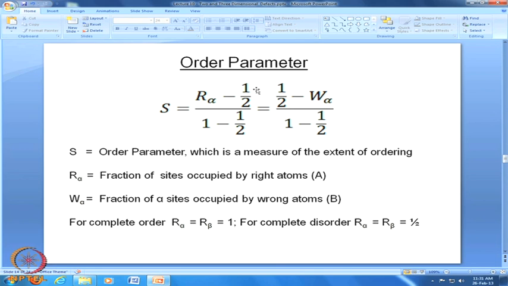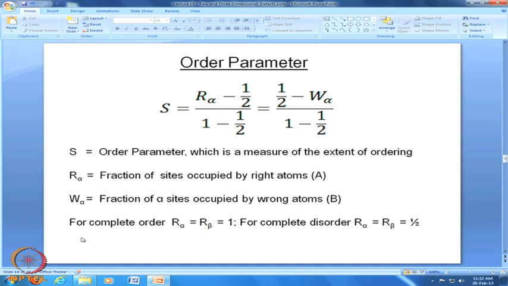Yeah, these are the fraction of sites occupied by the right atoms, that is A. Alpha sites should be occupied all the time by A atoms, and beta sites should be occupied by B atoms. R alpha is the fraction of sites occupied by the right atoms, the A atoms, and W alpha is the fraction of alpha sites occupied by the wrong atoms. Okay, that is what it says. So R alpha is the right atoms and W alpha becomes the wrong atoms.